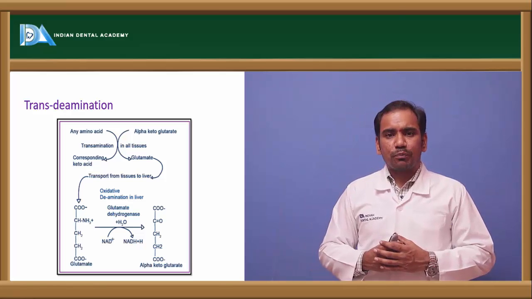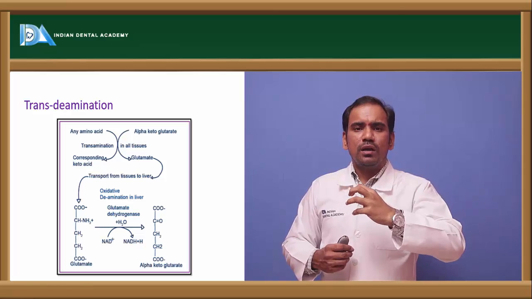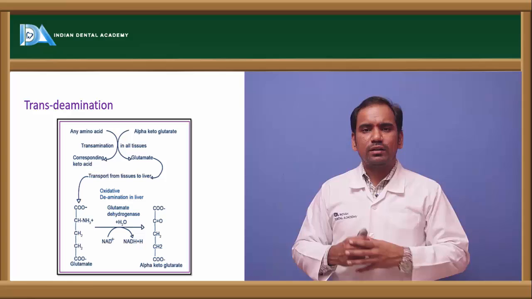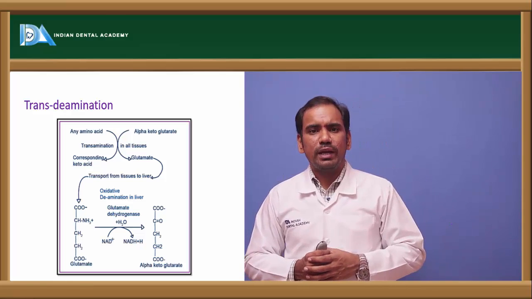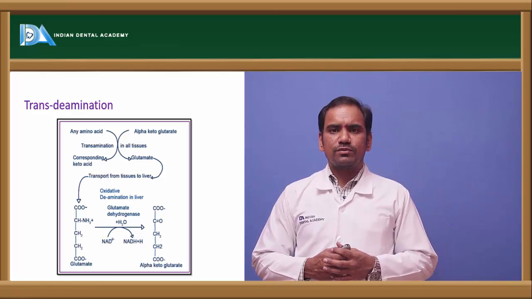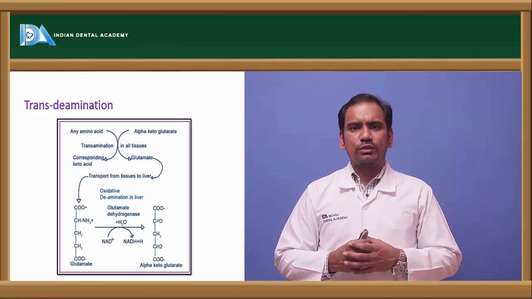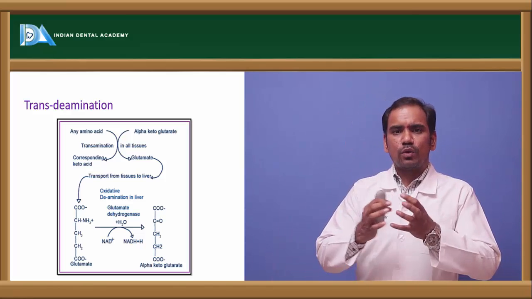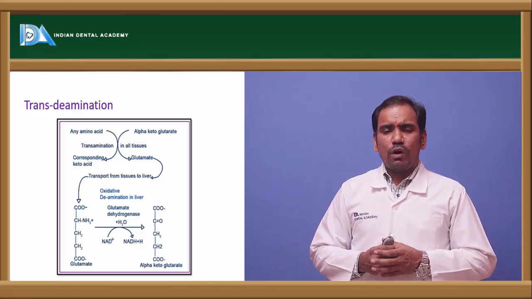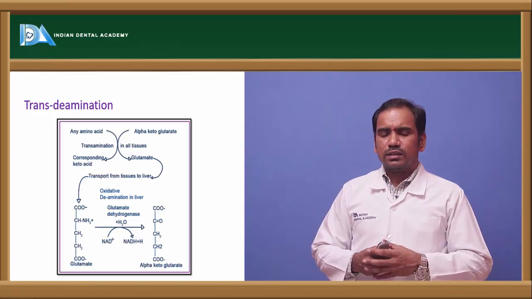So the amino group, which is transferred by the amino acids in the peripheral tissues, is now released in the hepatocyte, in the liver, by the action of the enzyme called glutamate dehydrogenase. Now, this is how the amino group is transferred from the peripheral tissues to the liver. It undergoes oxidative deamination and the amino group is released in the hepatocytes. And what happens to that amino group? Right. So that we'll discuss in the next topic.